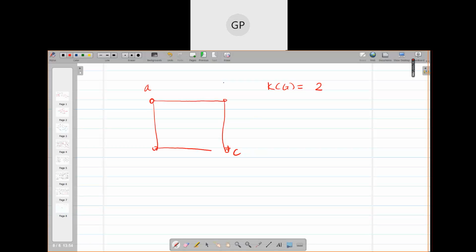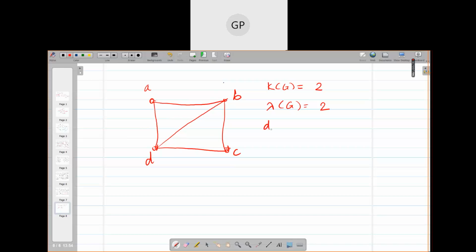Yes or no? Yes. Now tell me, what is the edge connectivity? How many edges should I remove so that the graph becomes disconnected? If I delete only one edge here, is the graph disconnected? No. Now if I delete one more edge, is the graph disconnected? Yes. So what is the edge connectivity? 2. Did everyone understand this? Are you getting it, girls?